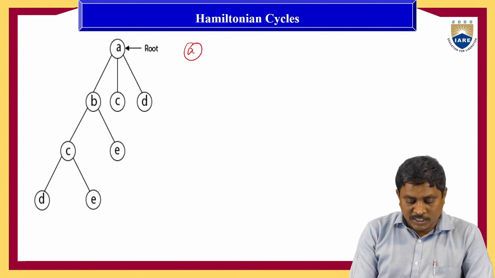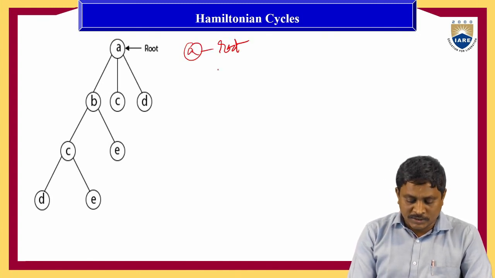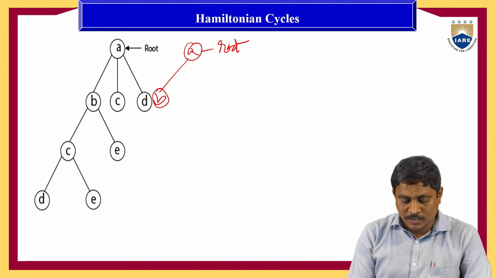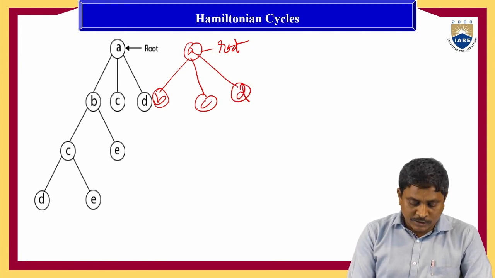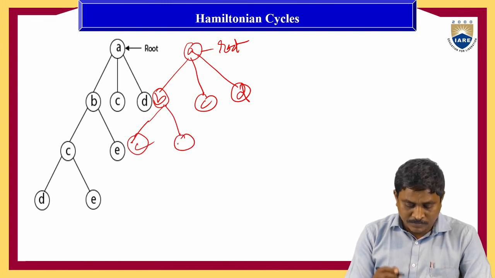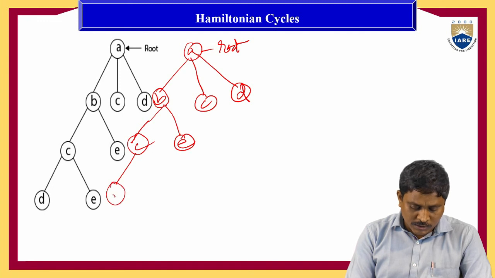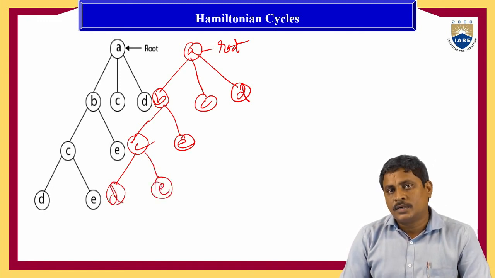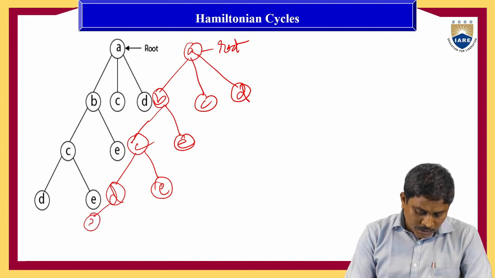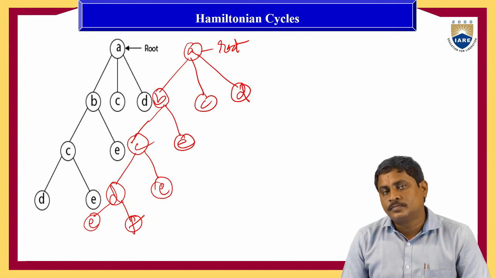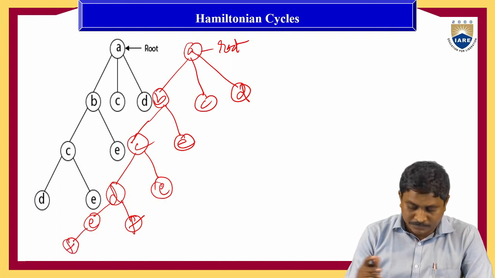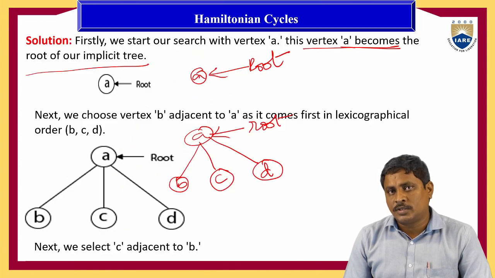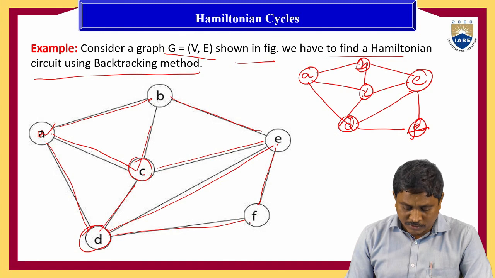Now, first root node A. A is adjacent to B, C, and D. B is adjacent to C, E. C is adjacent to D as well as E. Next, D is adjacent to E and F. So in lexicographical order, E is first, so E is expanded. So E is adjacent to F.